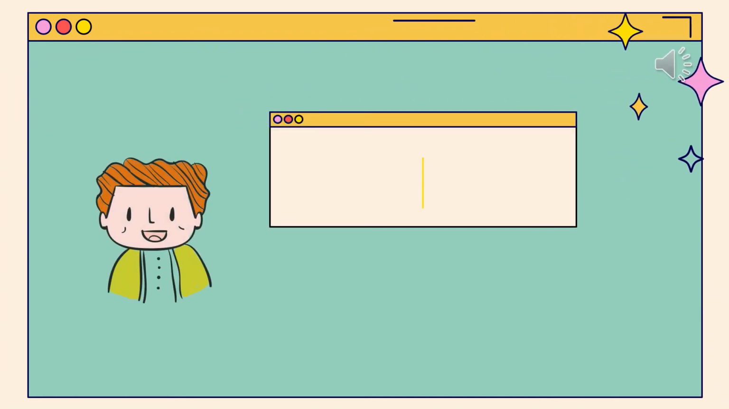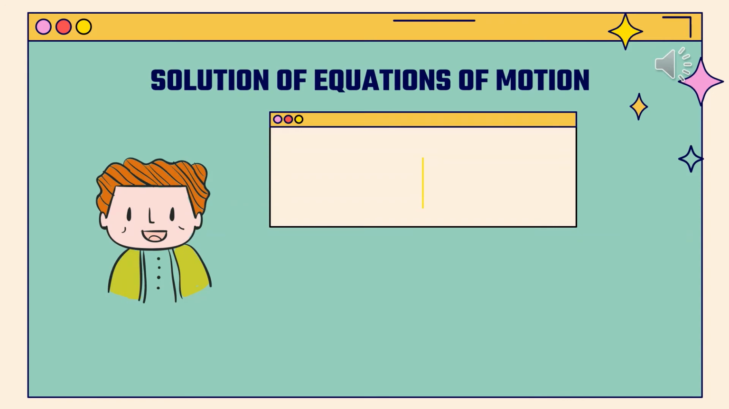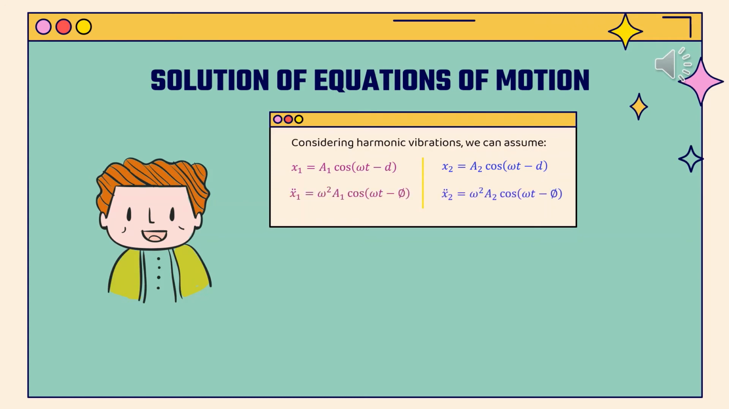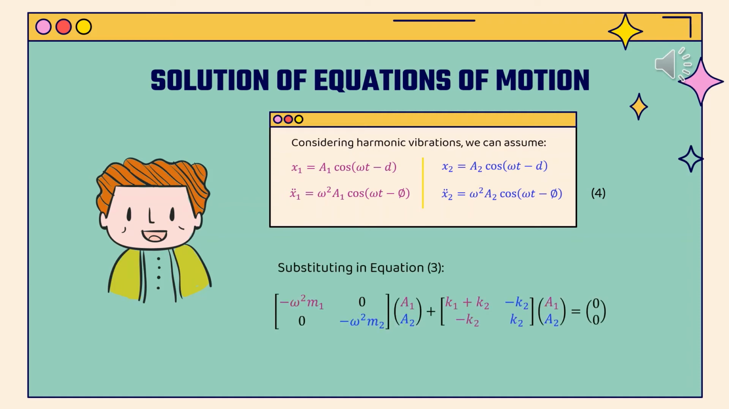We are interested in knowing whether M1 and M2 can oscillate harmonically with the same frequency and phase angle, but with different amplitudes. Assuming that it is possible to have harmonic motion of M1 and M2 at the same frequency omega and the same phase angle phi, we take the solutions to the equation as follows. Both are differentiated twice to get x double dot. A1 and A2 are constants that denote the maximum amplitudes, and phi is the phase angle. Substituting the above 2 solutions into equation 3, we will get equation 5 as follows.